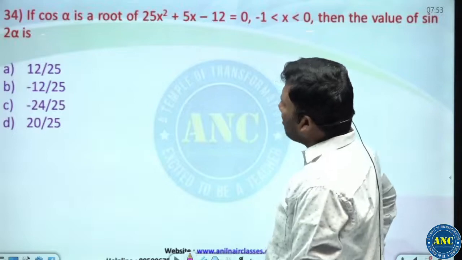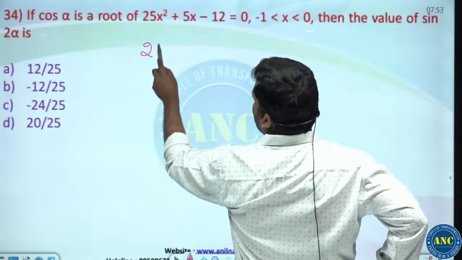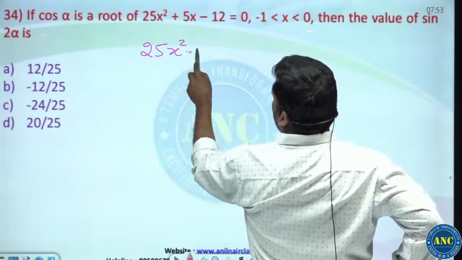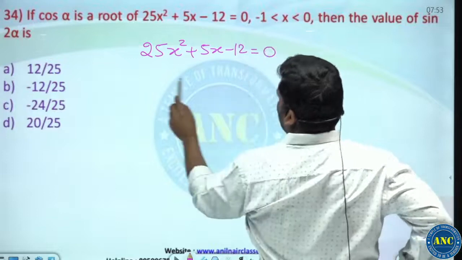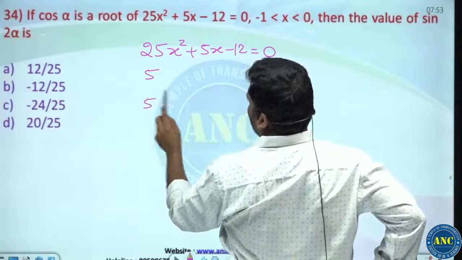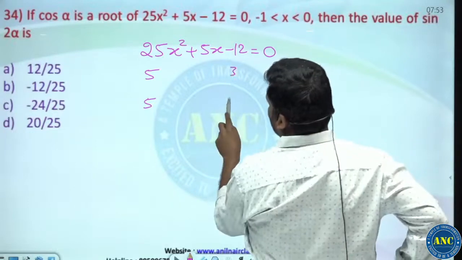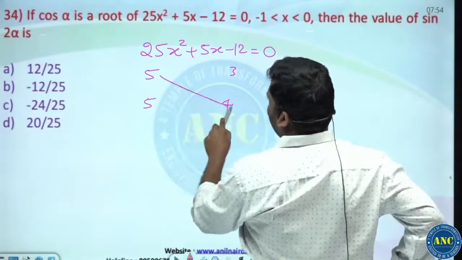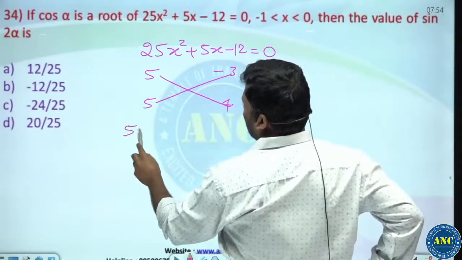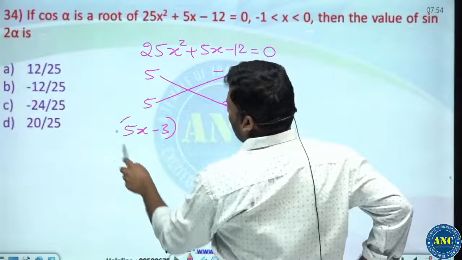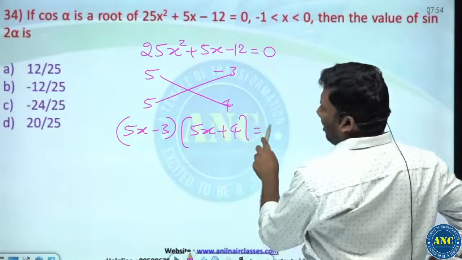Now, if cos alpha is a root of the quadratic equation 25x square plus 5x minus 12 equivalent to 0. Factors of 25 are 5 into 5. 3 4s are 12, 5 4s are 20, 5 3s are 15. So the answer is 5x minus 3 into 5x plus 4 equivalent to 0.